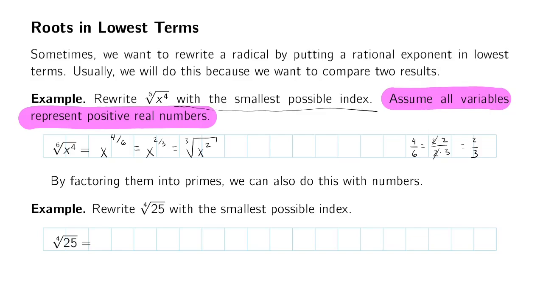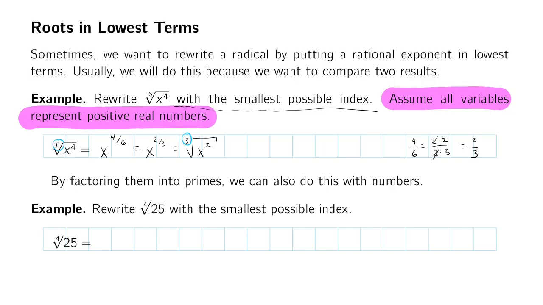So the sixth root of x to the fourth is equal to the cube root of x squared, at least for positive real numbers. We haven't thought about whether it's going to be true for any other numbers. But we notice that this index 3, that's smaller than 6. We've rewritten this as a root with a smaller index. We've got the cube root of x squared rather than the sixth root of x to the fourth. Because we wanted to get the smallest possible index, that was why we did this. And now we have the smallest possible index, the cube root.